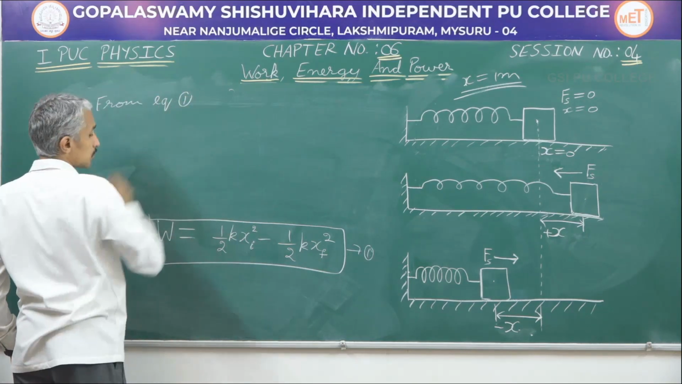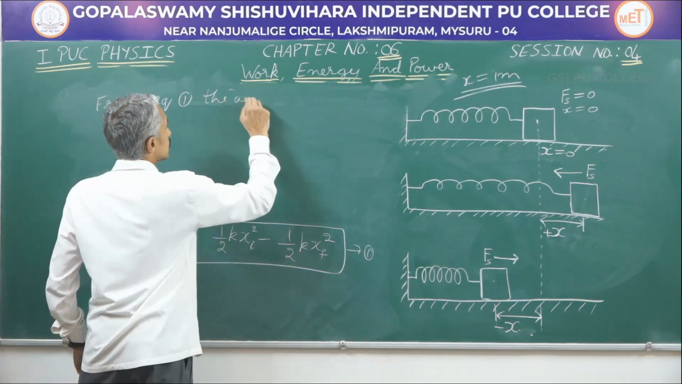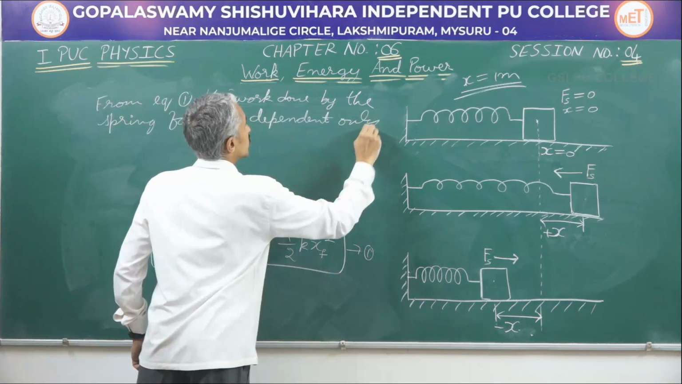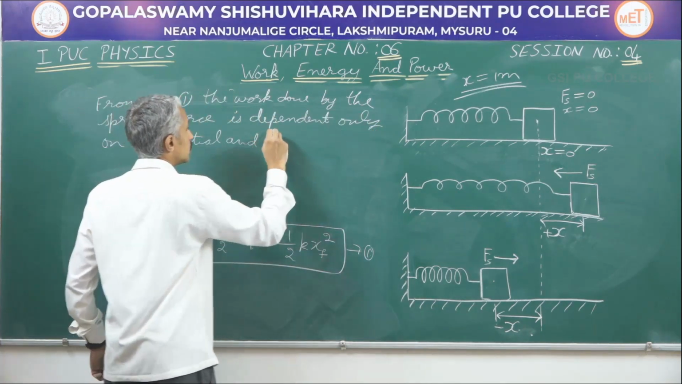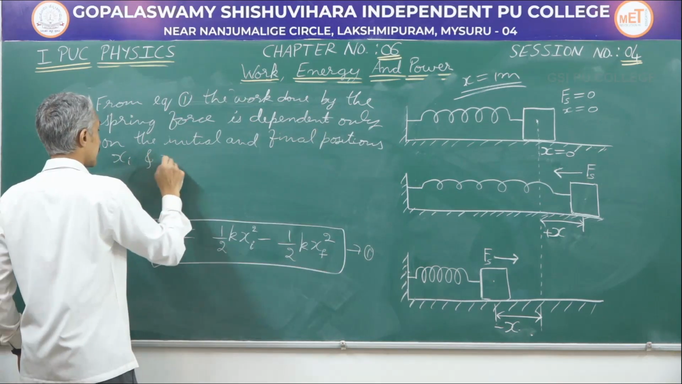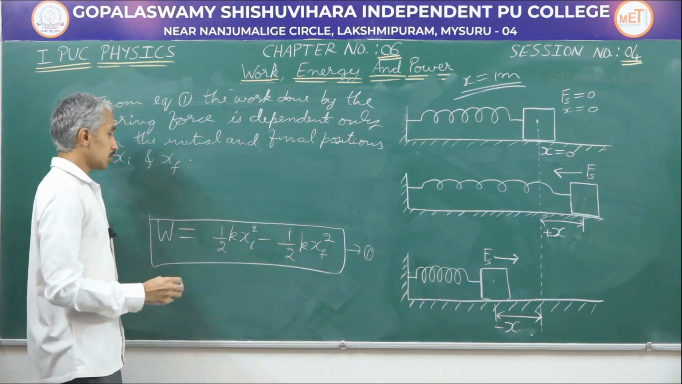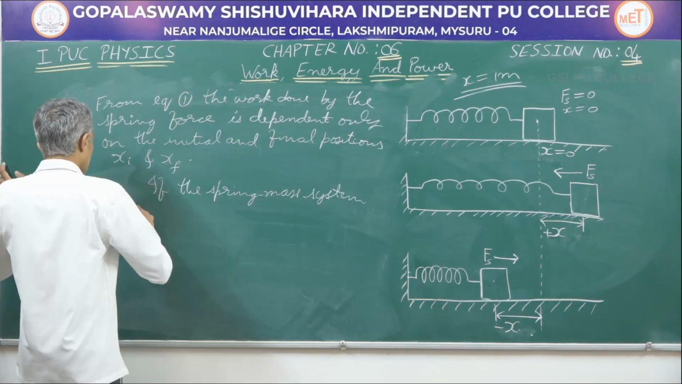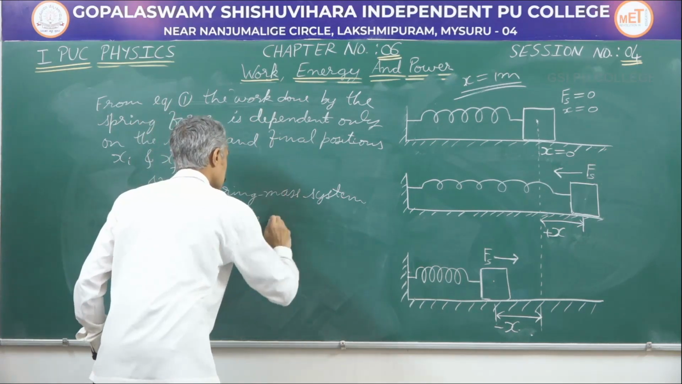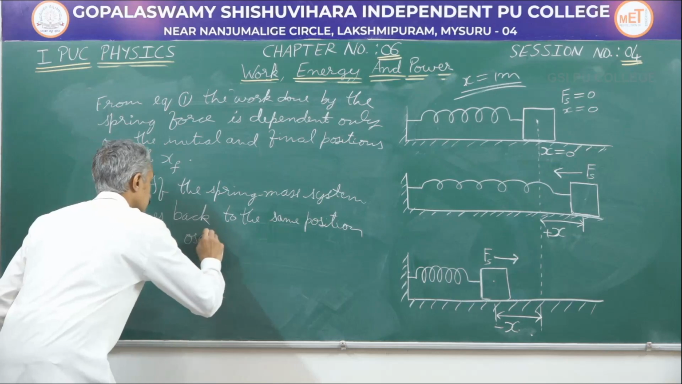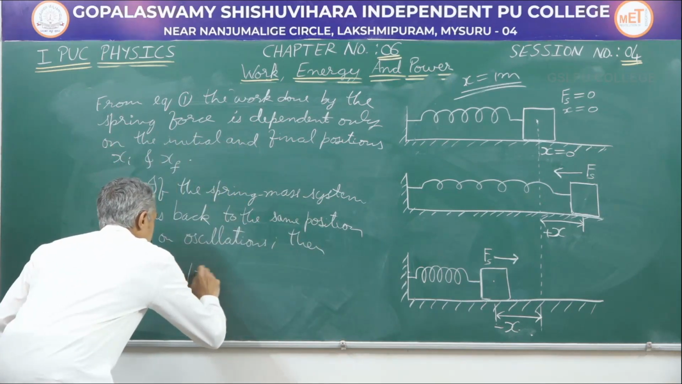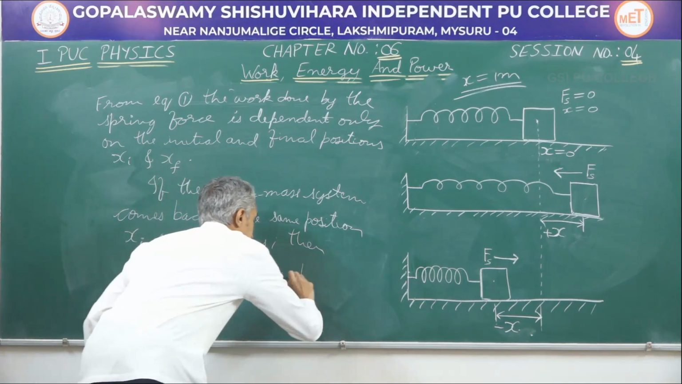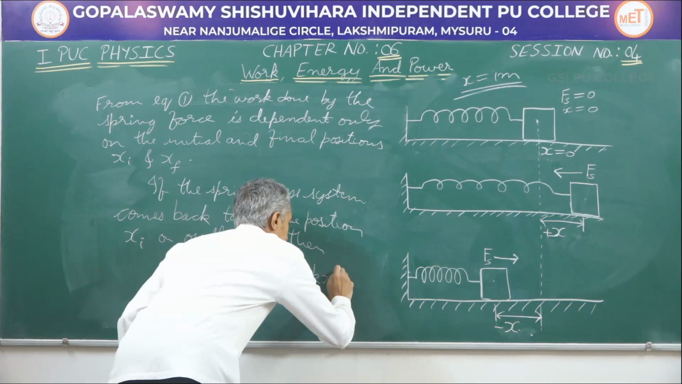Further, I am going to conclude that from equation 1, the work done by the spring force is dependent only on the initial and final positions xi and xf. Also, if the spring mass system comes back to the same position xi on oscillations, then the work done is going to be half k xi square minus half k xi square.